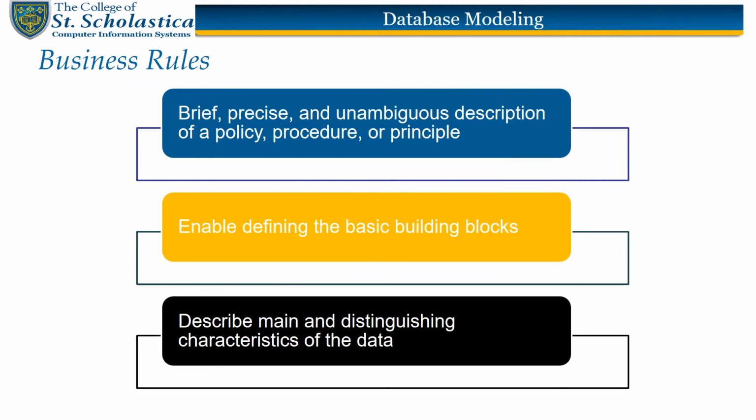To properly identify entities, attributes, relationships, and constraints, you must clearly identify the business rules for the problem domain you are modeling. A business rule is a brief, precise, and unambiguous description of a policy, procedure, or principle within a specific organization's environment. These rules help define the basic building blocks of a data model, which in turn describes the main and distinguishing characteristics of the data.